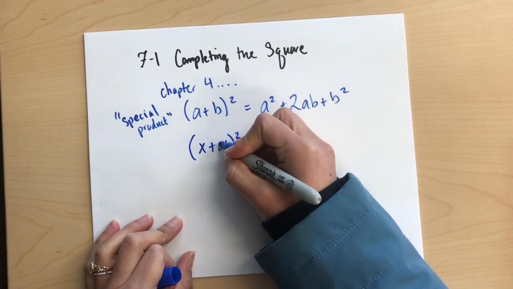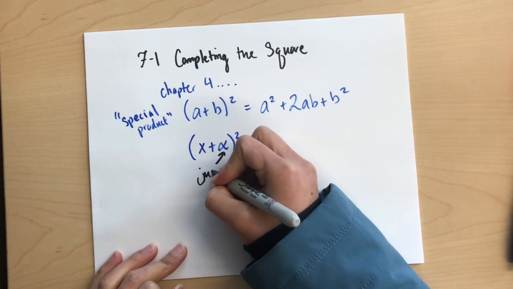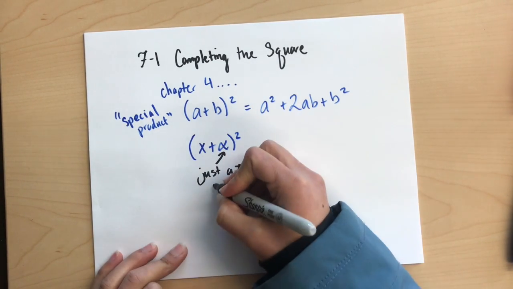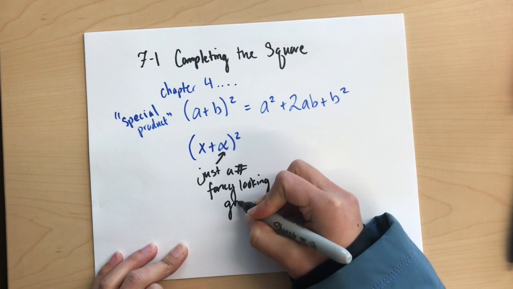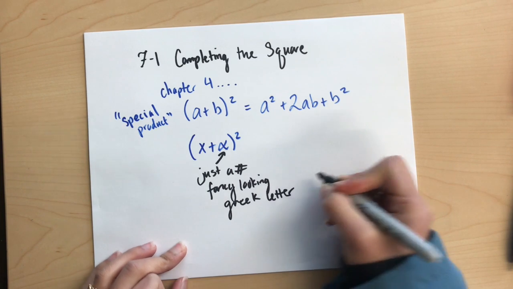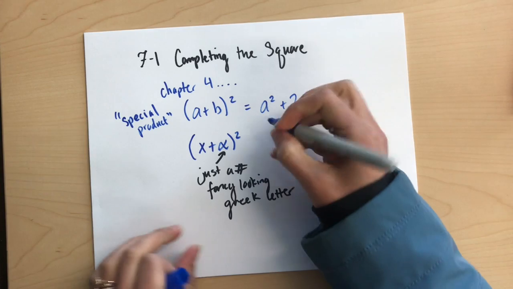Okay, so let's suppose that I replace a and b, and I call them x and alpha. Alpha is just a number. It's a fancy looking number because it's a Greek letter, alpha, but really it's going to stand for a regular number. It might be like 2 or 3 or -5 or 1/2 or anything like that. So it's just a stand-in for a number.